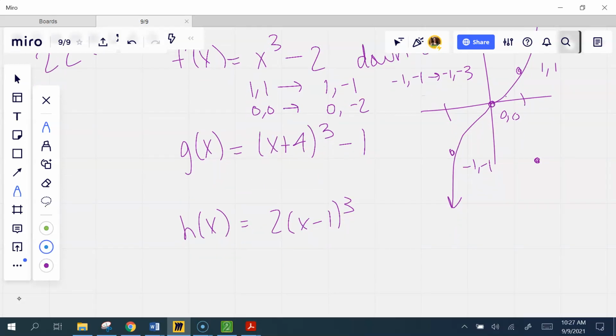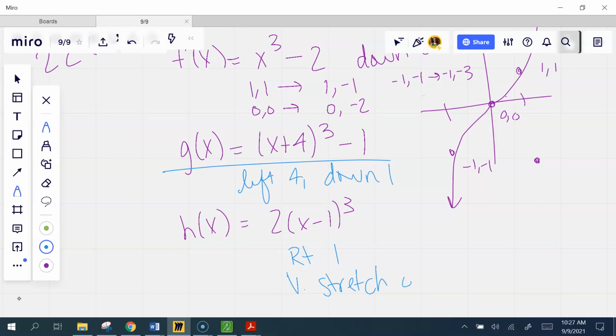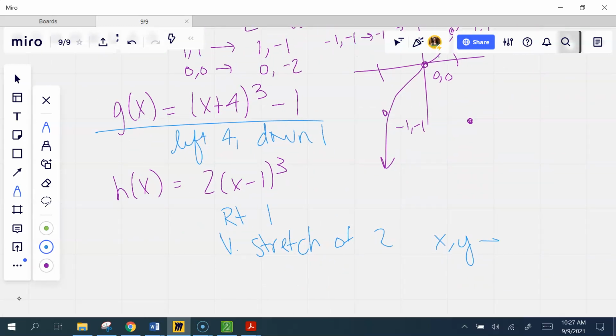And then on g of x, tell me what's happening. Left 4, down. How about the last one? Always go back to that purple one, that parent function. Right 1 and then a what? What kind? Vertical stretch of 2, which means you take every point, and what do you do with it? Multiply what by 2? The y's.